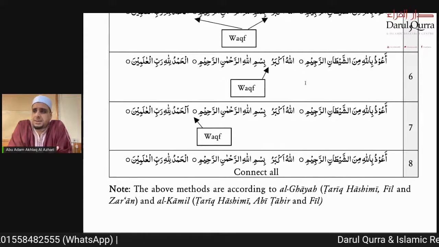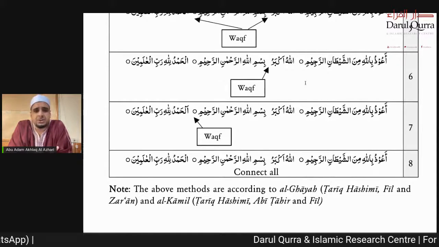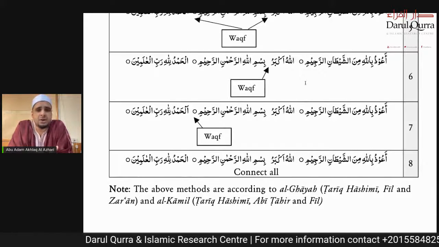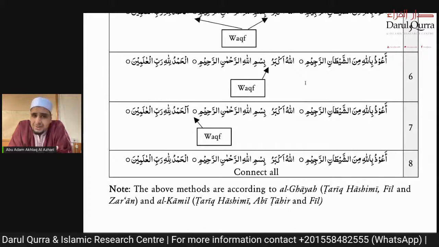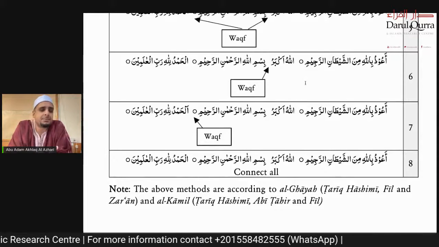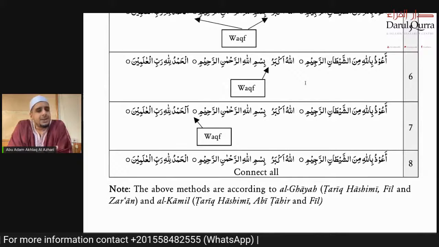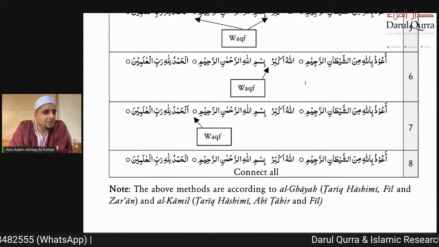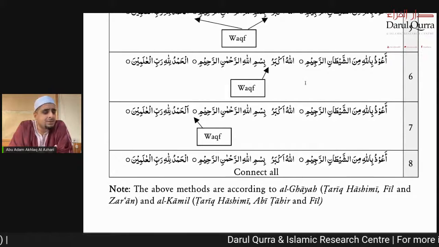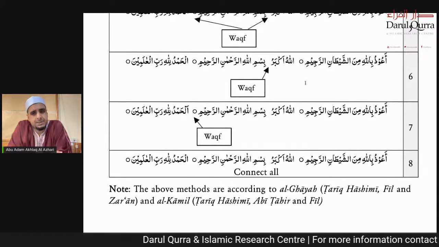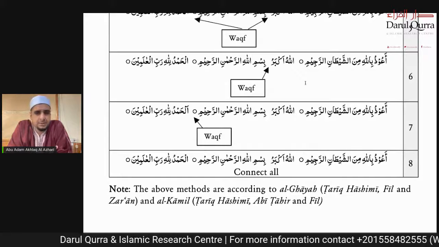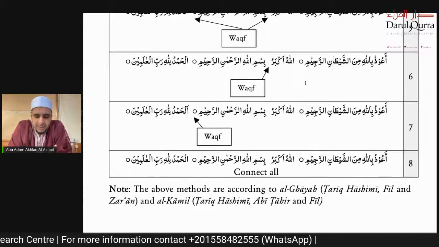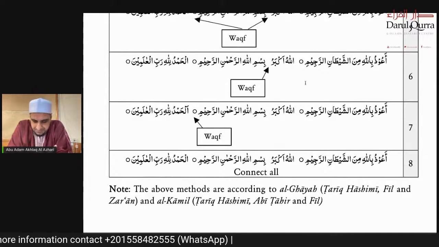A'udhu billahi minash shaytanir rajim. Allahu akbar. Bismillahir rahmanir rahim. Alhamdulillahi rabbil alameen. Okay, that's your seventh way of reciting from the beginning of a surah with basmala.